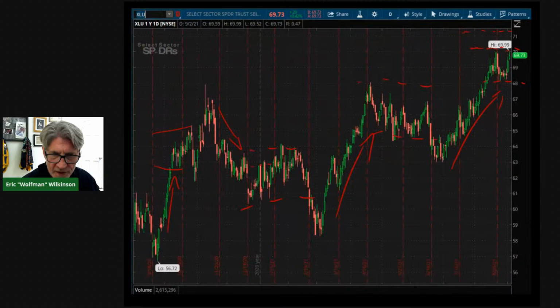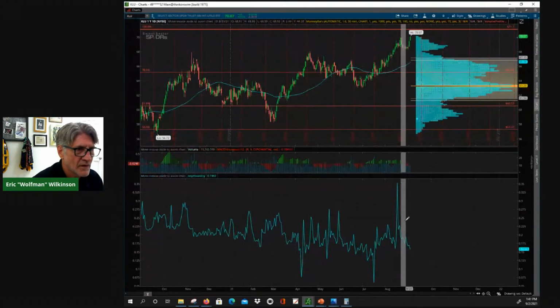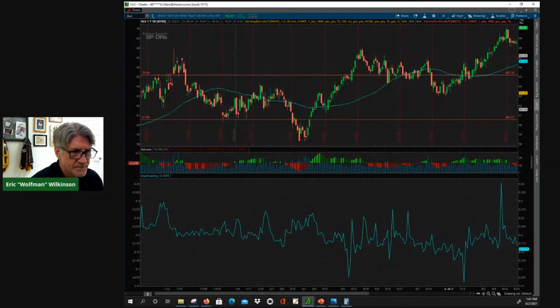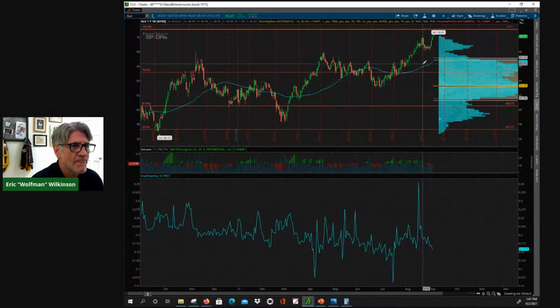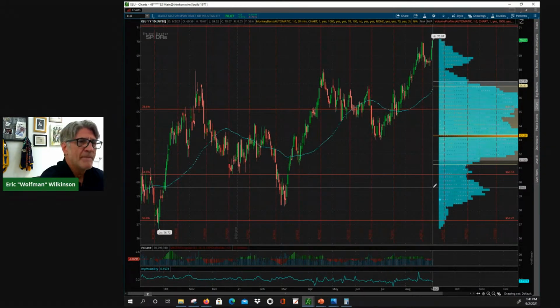Because I can't throw a Fibonacci on here. Let's see. Here we go. Let me pull this down. There we go. Let me stretch this down. There we go. All right. So this is a Fibonacci. It's basically based on the 3-year here. Okay. So this is going back to the high pre-pandemic. All right. And it's actually the high and low of the pandemic.